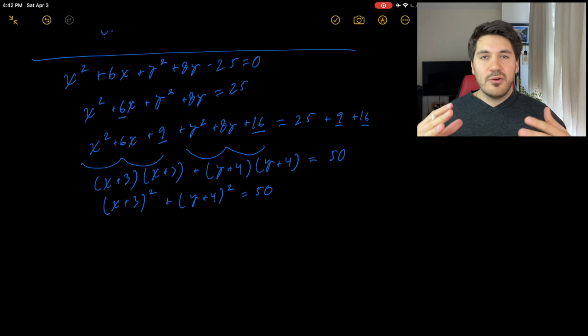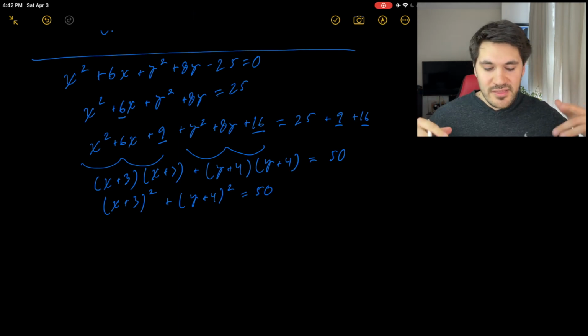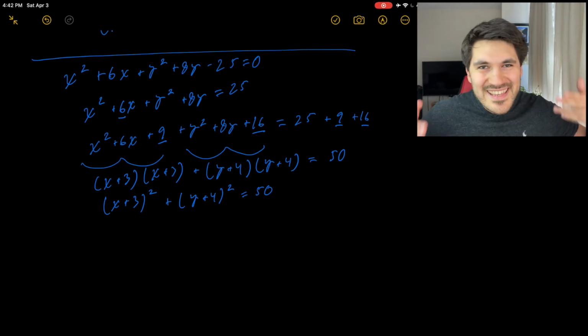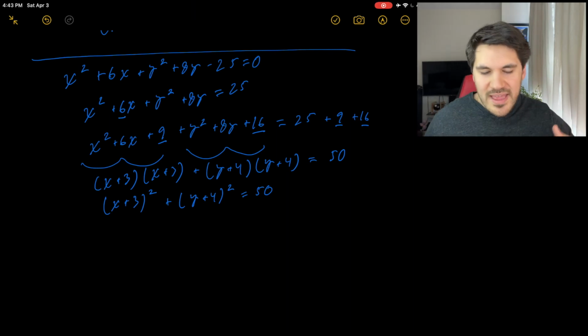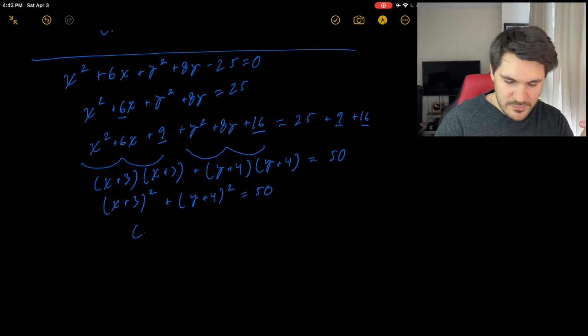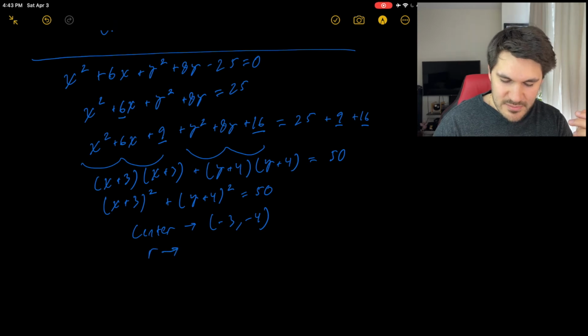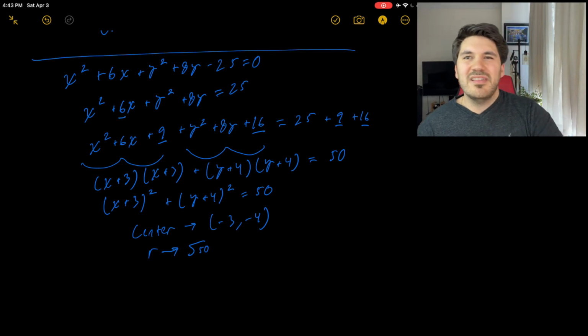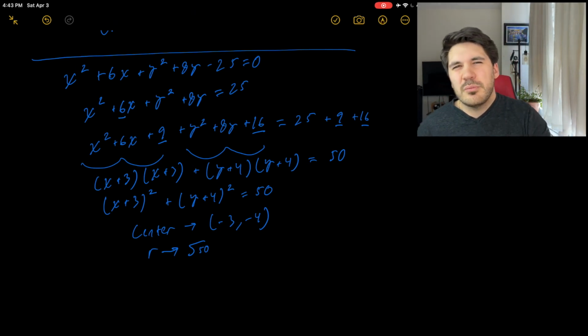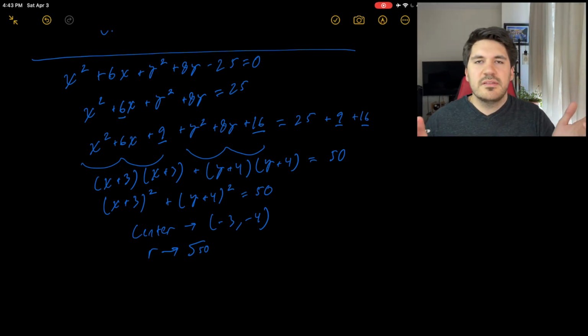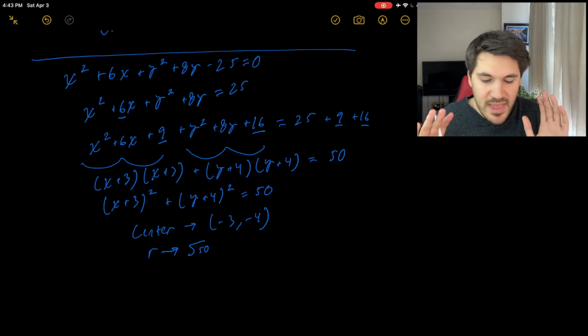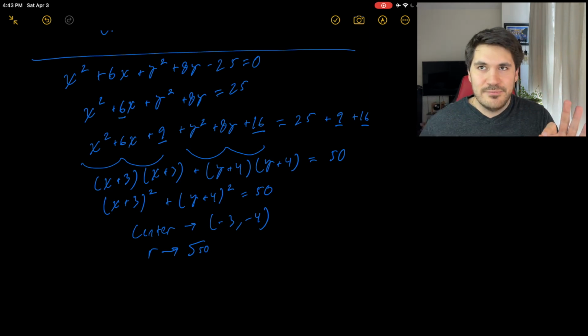So from here, we're basically done. This looks familiar now, right? This is the equation of a circle. So now we know that the center is simply -3 comma -4, and that the radius is simply the square root of 50. And now in the question, maybe they'll need you to bring it out to simplest radical form or something, or they might leave it like this. It really just depends. And that's it.